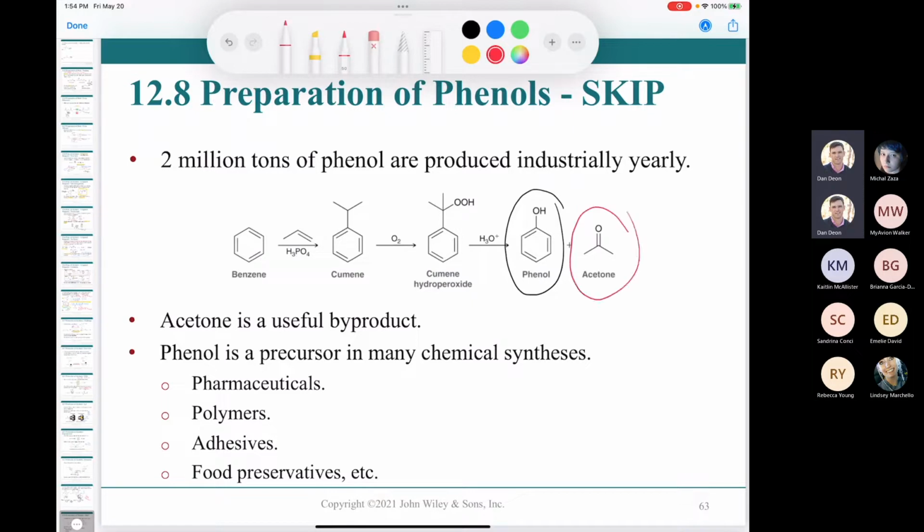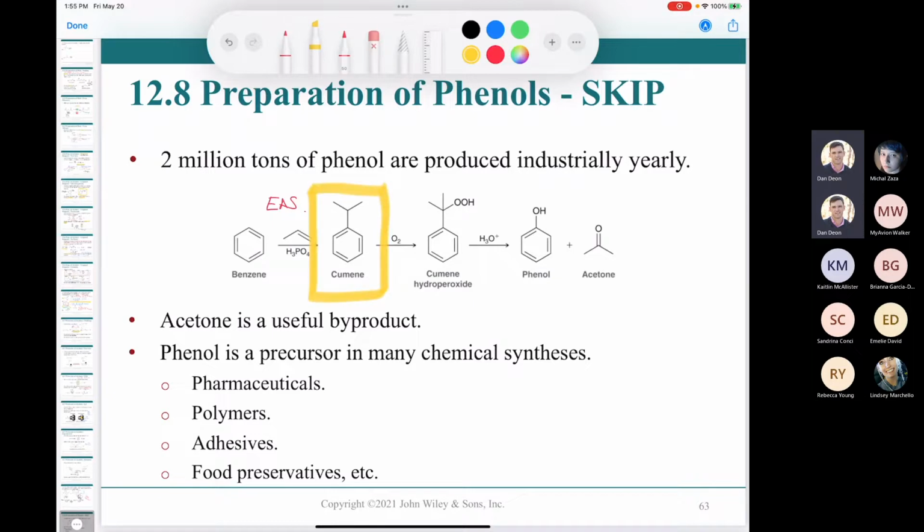And acetone, we even use that in the lab to clean our dishes sometimes. Well, those are made from benzene. What we do is we take benzene and we treat it with propylene and phosphoric acid, and that does what's called an electrophilic aromatic substitution reaction. That's covered in chapter 16, 17, 18, something like that. And we end up making this compound here, which is called cumene.